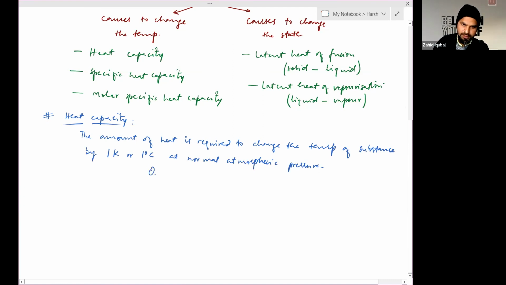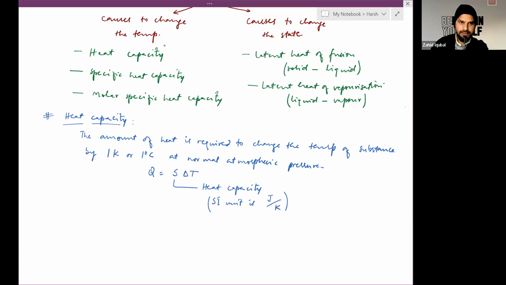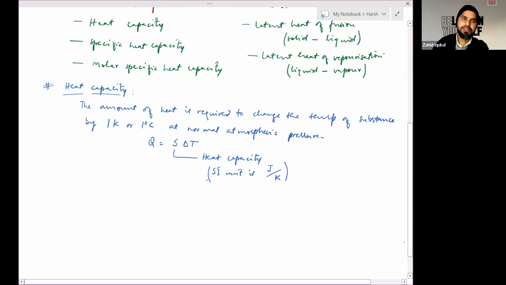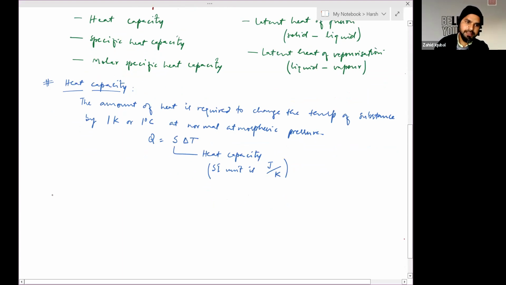So Q equals S times delta T. This S is called heat capacity. Its unit is joule per Kelvin. But if there is some specific mass or fixed amount of that particular substance, that is called specific heat capacity.